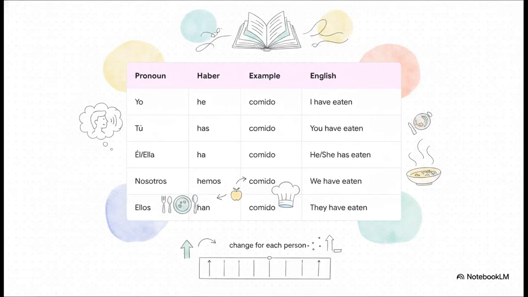And here's how you build it. Now, pay attention, because unlike our simple friend hay, this version of haber does change depending on who's talking. So you've got he, has, ha, hemos, han. All you do is pick the right one for your person and then tack on the main action, like comido, which means eaten. So, I have eaten becomes yo he comido.